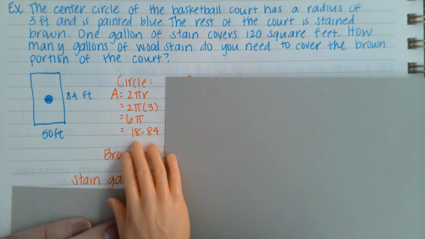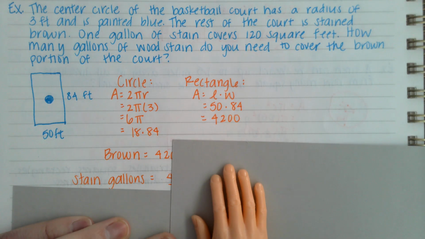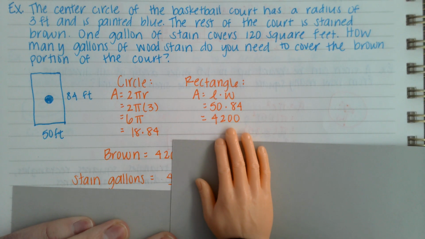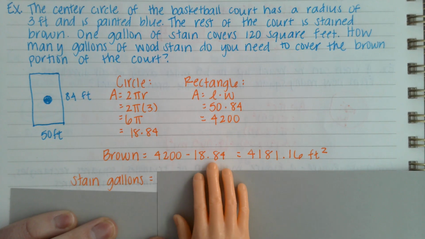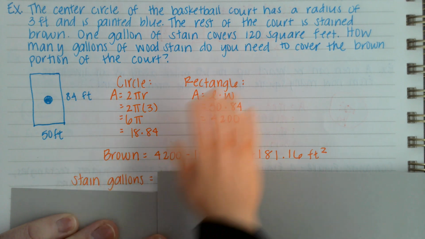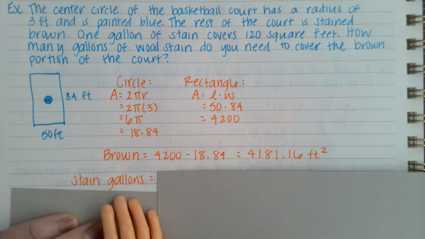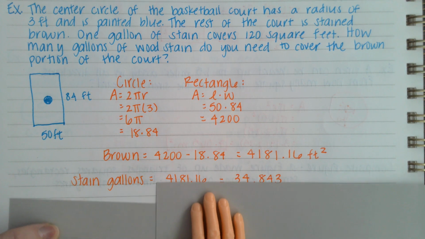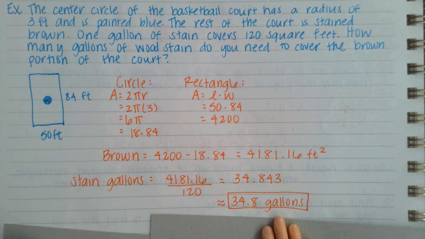So the area of the circle we find is 28.26, and the area of the rectangle is 4,200. So then the brown is going to be the rectangle taking away the blue to get 4,181.16 feet squared. Then the stain covers 120 square feet. So we take the area and divide by 120 to get our total of 34.8 gallons of wood stain.